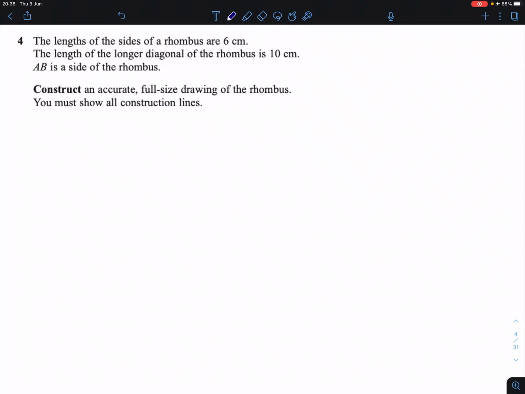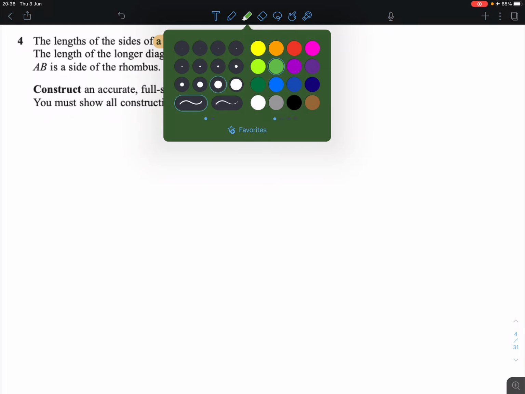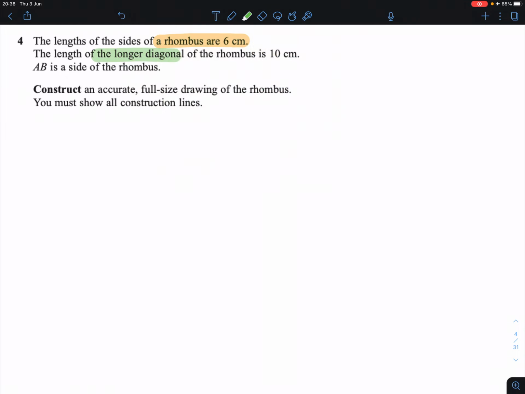Question 4. The length of the sides of a rhombus are 6 centimeters. The length of the longer diagonal of the rhombus is 10 centimeters. AB is the side of a rhombus. So what we're going to have here is a rhombus.